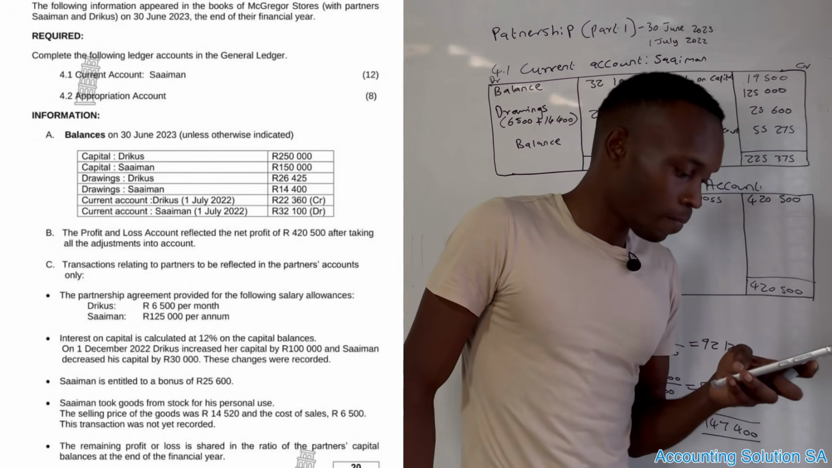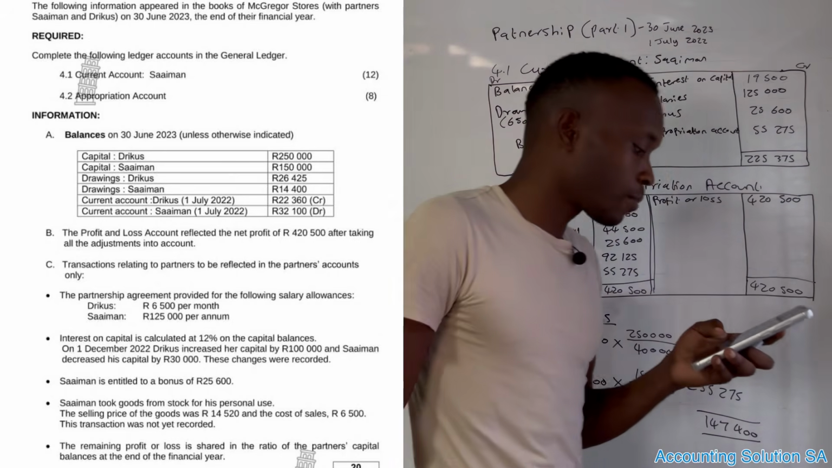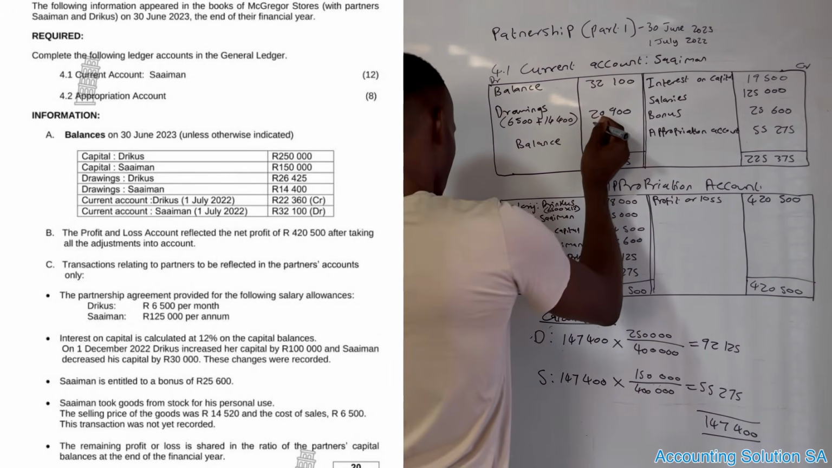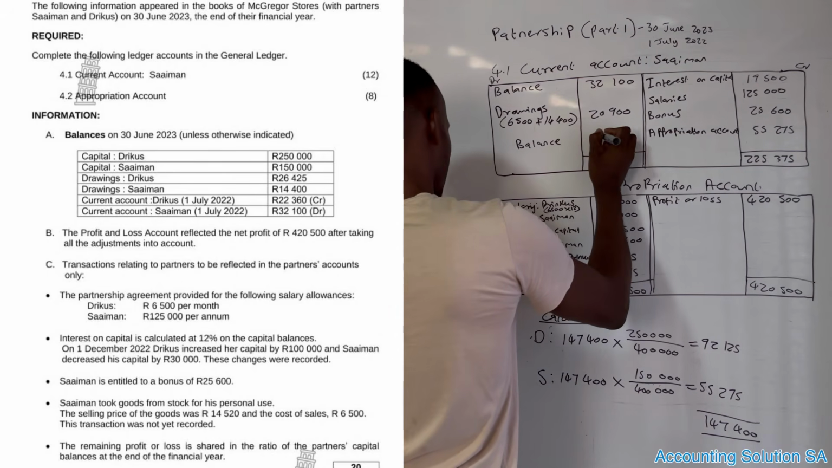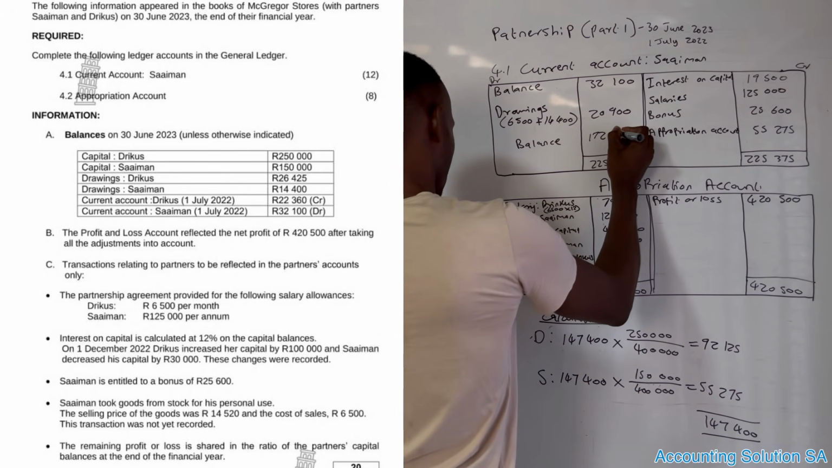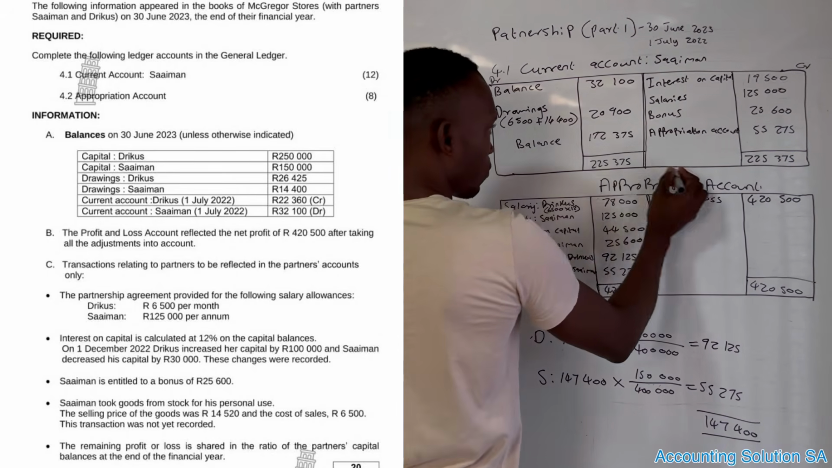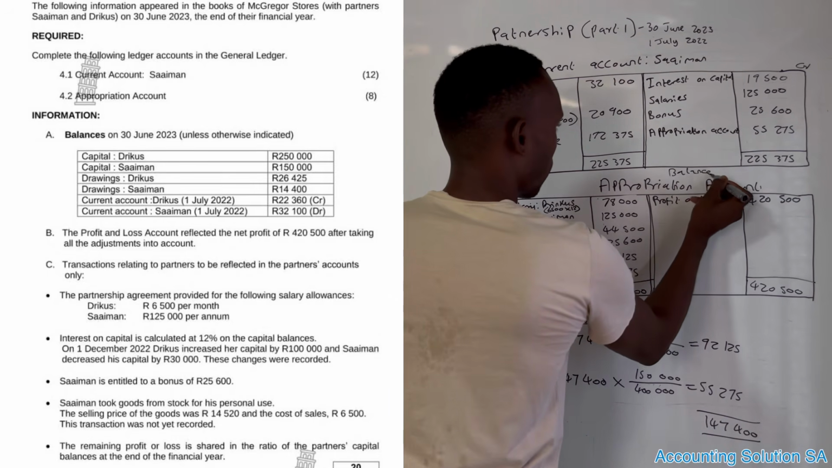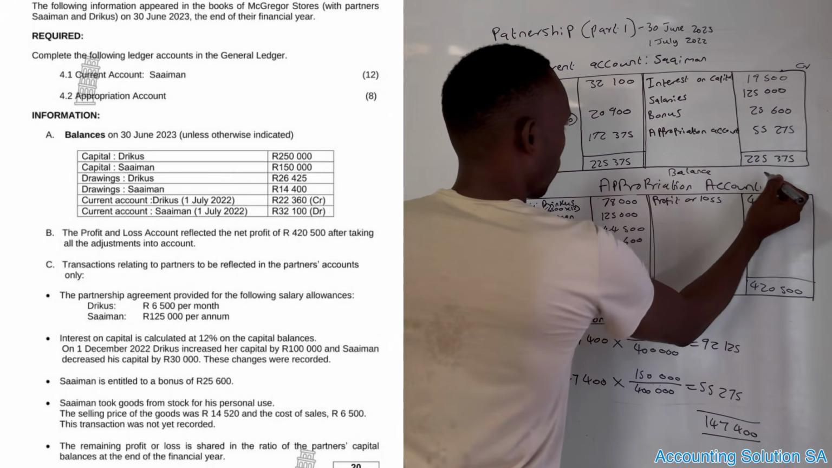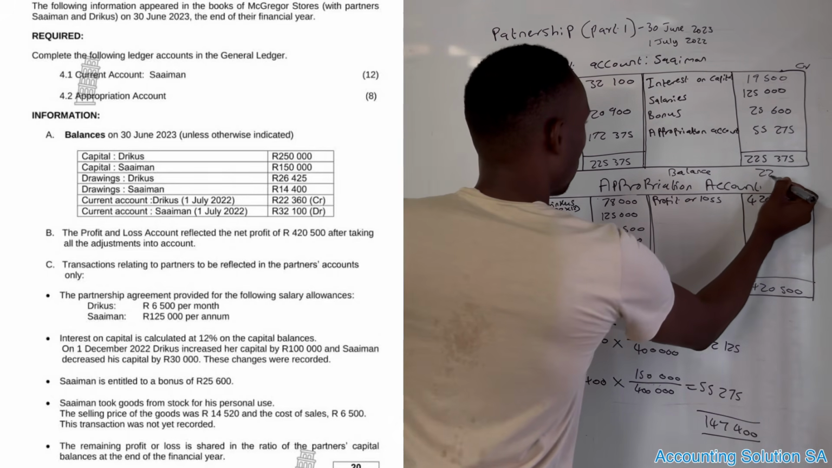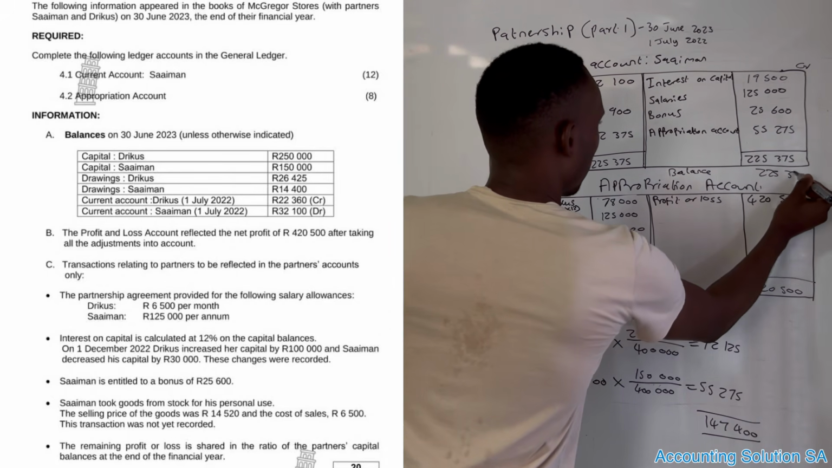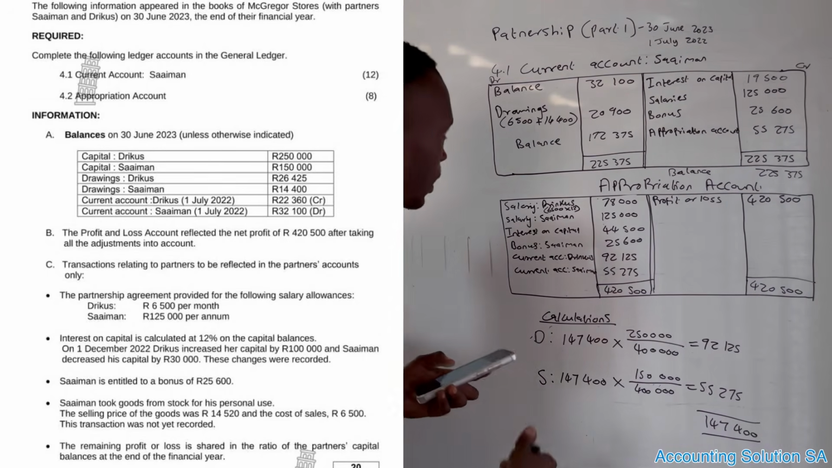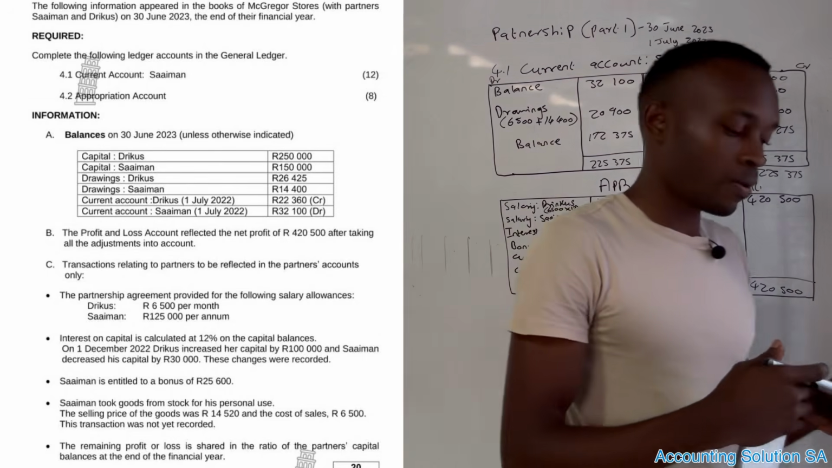All right, let's finish up this. If you take this one minus this, it's going to give you 172,375. You have to carry down this balance, 225,375. Okay, it will be like this. So that's how you prepare partnership.